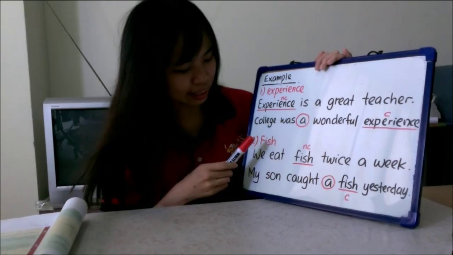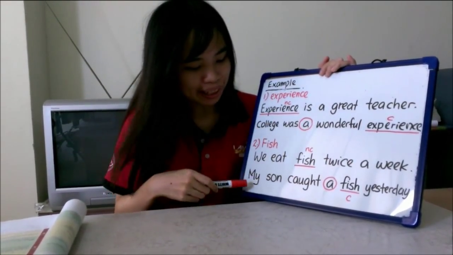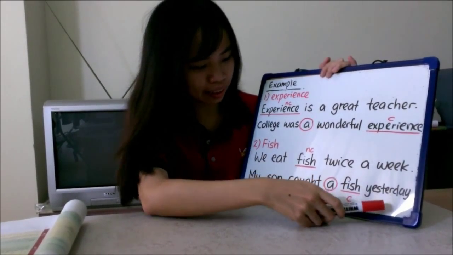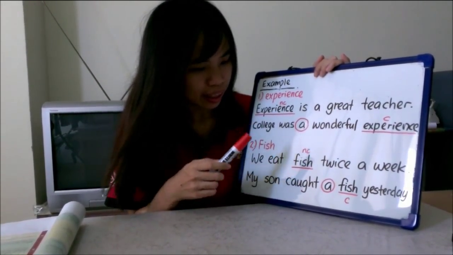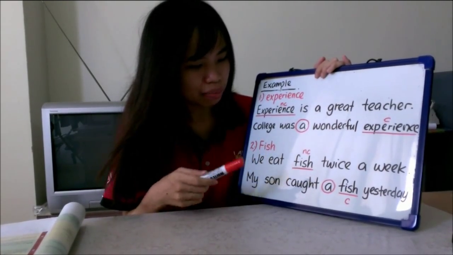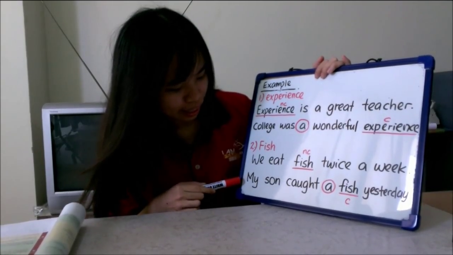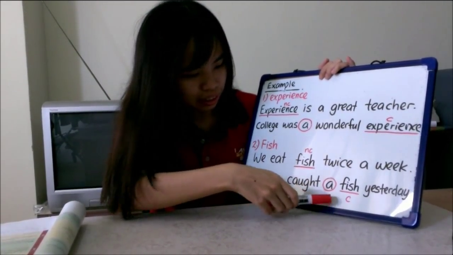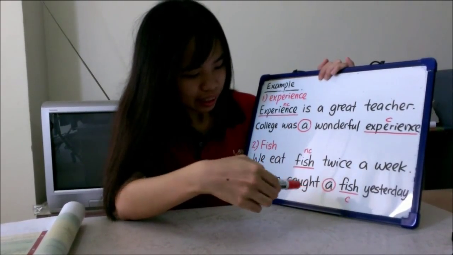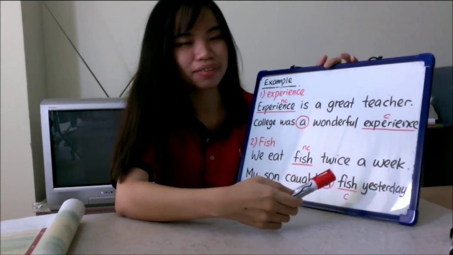Let's look at the last example. We eat fish twice a week. My son caught a fish yesterday. The first sentence is a non-count noun because it does not indicate how many fish we eat, while the second example is a count noun because caught a fish means he caught one fish, so this is a count noun.